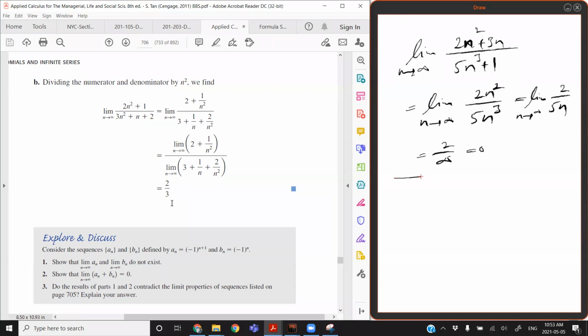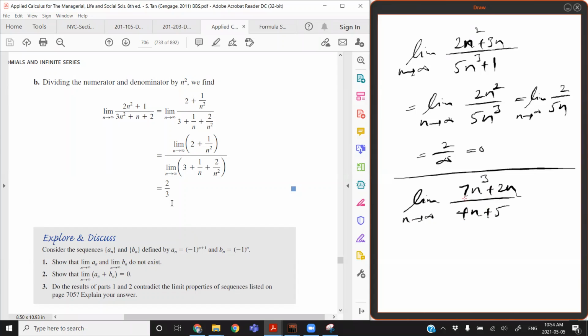But what happens if I have a sequence with a numerator that has a higher power, like this? Just imagine in the numerator, I have 7n to the power of 3 plus 2n. At the bottom, I have, let's say, 4n plus 5. Here, the numerator has a higher power than the denominator. So you can guess that the numerator is going to grow faster than the denominator. And if it grows faster, this will go to infinity.